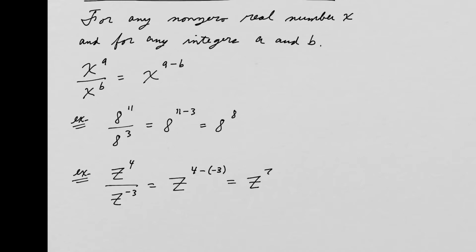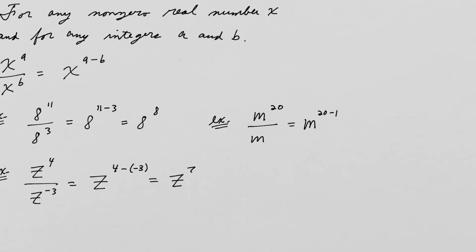Okay, if I had, say, m to the 20th divided by m. Well, you can think of that as m to the 20th divided by m to the 1. So I keep the base, and I would subtract the exponents, but then that is equal to m to the 19th.